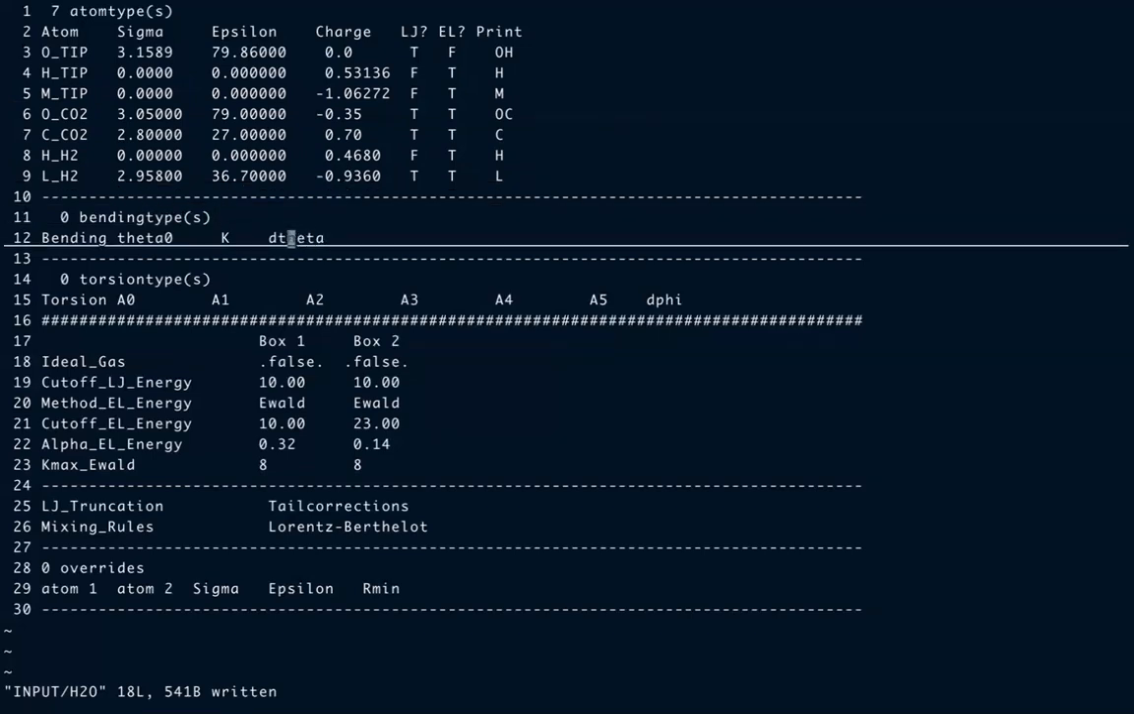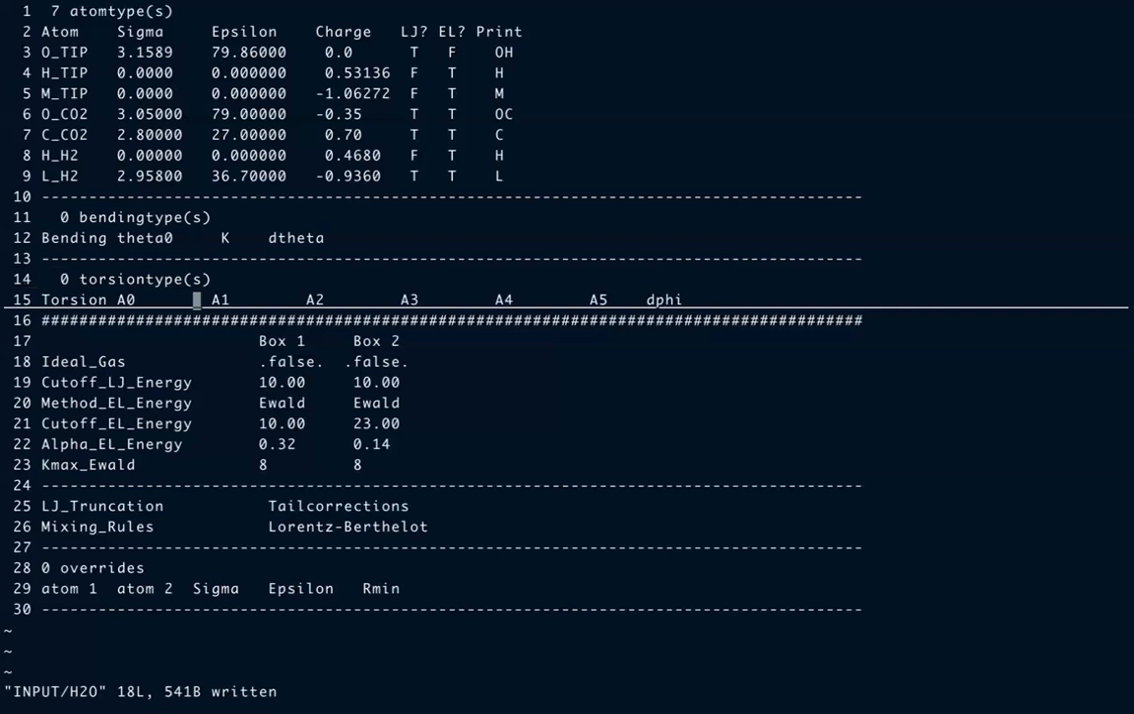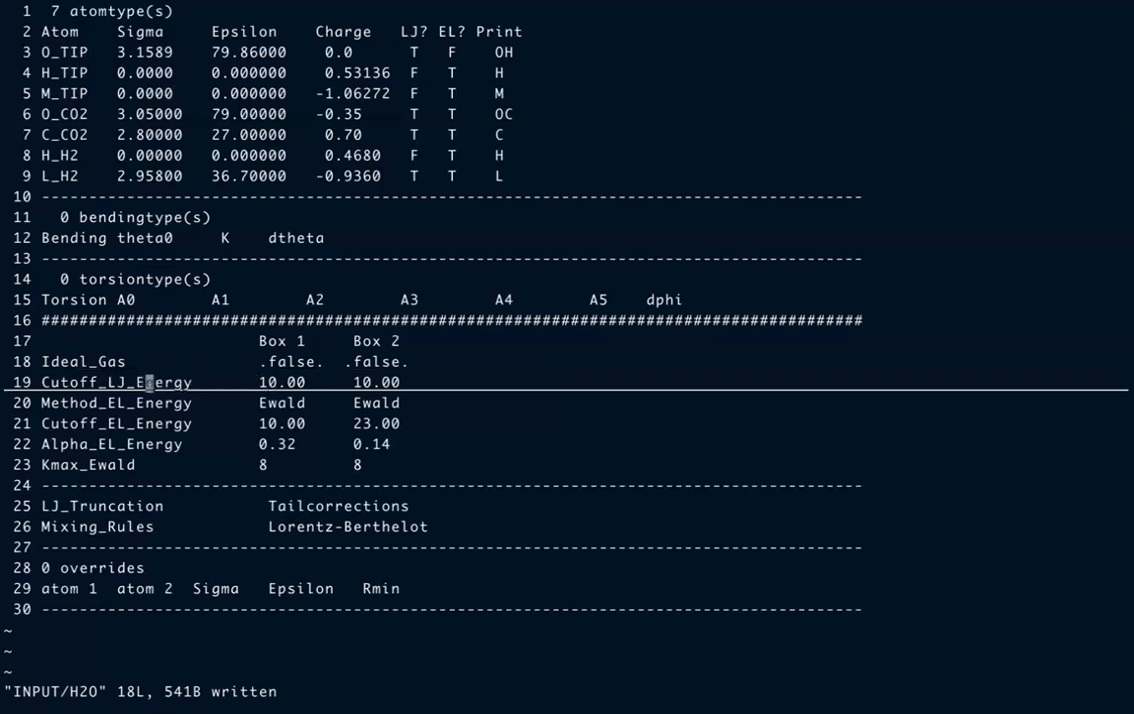The total bending types are 0 because we do not have bending in any of the molecules. These are all rigid molecules. Similarly, there are no torsions, so there are all 0 torsions. Finally, now we describe the interaction cutoffs in this file, similar to LAMMPS. Once again, the ideal gas contributions are off, we say false.